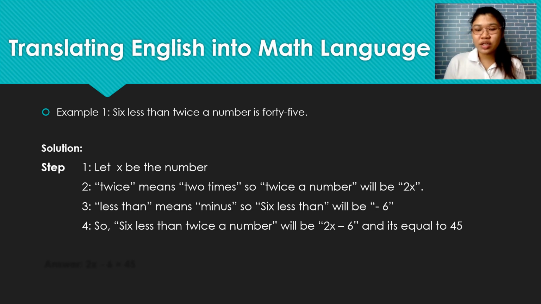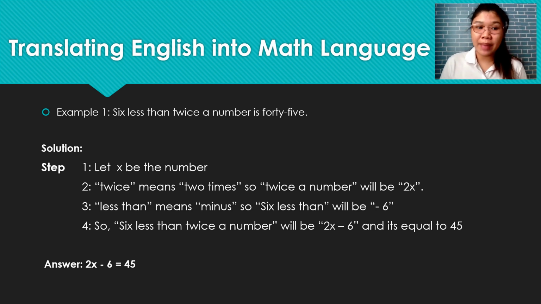So 6 less than twice a number is 2x, that is twice a number, and then 6 less than is minus 6. So 2x minus 6 is equal to 45. But then again, this is not our final answer because we have a symbol for equal. So our final answer is 2x minus 6 is equal to 45.